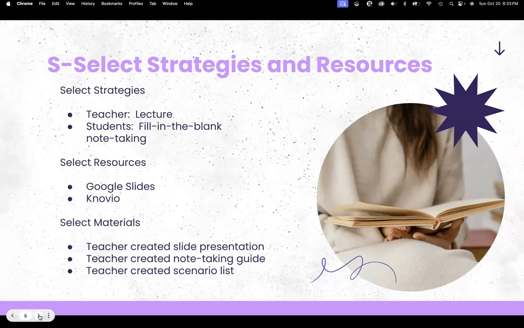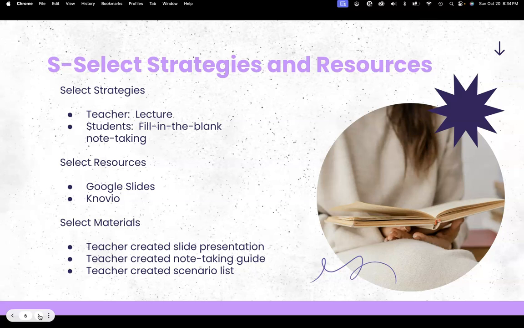The second S is to select strategies and resources. The main strategy was assigned. It was lecture. I will say it was very hard not to ask the students questions and try to get their feedback, because as a math teacher in my past life, that is really what I kind of go towards, is asking questions, and I think I would if this were live. I understand that. The students would do fill in the blank note taking.